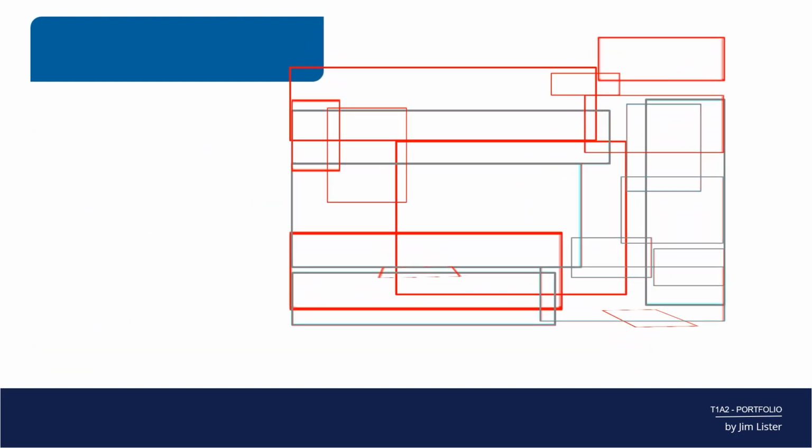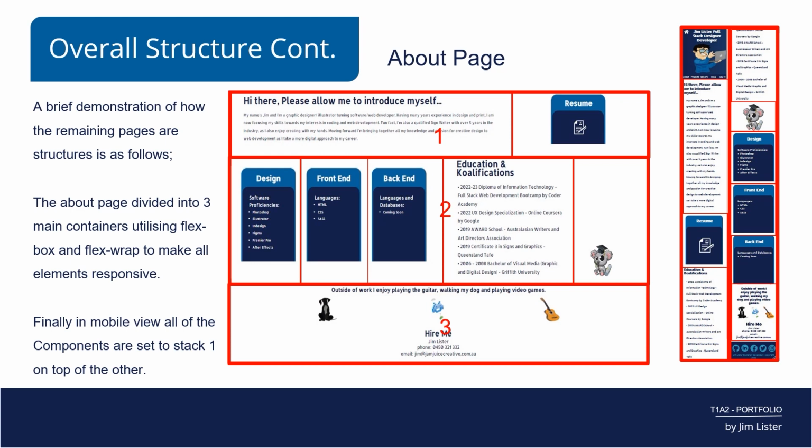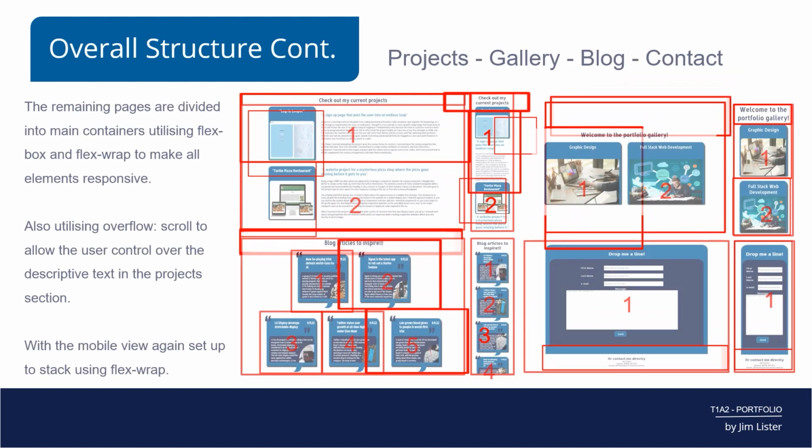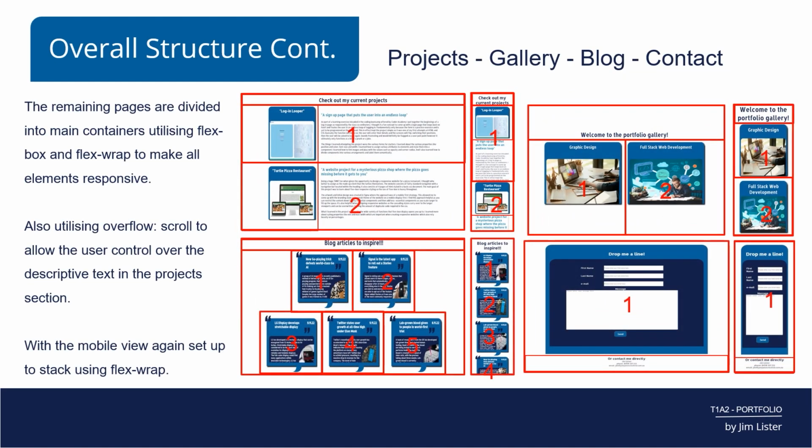A brief demonstration of how the remaining pages are structured is as follows. The About page is divided into three main containers, utilizing Flexbox and FlexWrap to make all elements responsive. Finally, in mobile view, all of the components are set to stack, one on top of the other. The remaining pages are divided into main containers utilizing Flexbox and FlexWrap to make all elements responsive, also utilizing Overflow, Scroll to allow the user control over the descriptive text in the project section, with the mobile view again set to stack using FlexWrap.